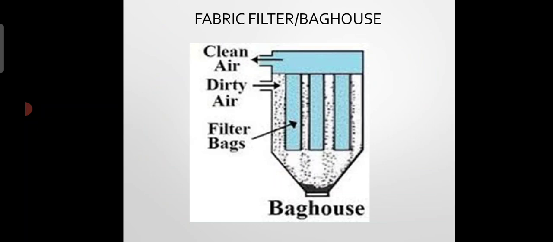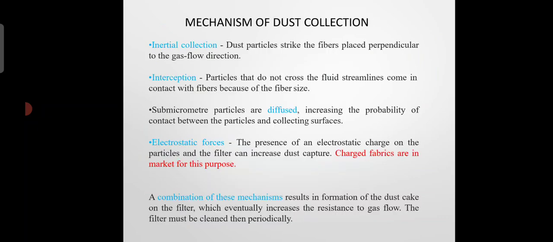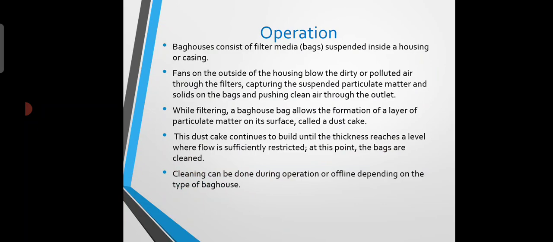Dirty air is passed through the chamber, and this filter chamber consists of a series of arranged filter bags. The dust particles are adsorbed on the surface of these filter bags, and the clean air is passed out at the top of the collection unit. A baghouse consists of filter media or bags suspended inside a casing. Fans on the outside of the housing blow the dirty or polluted air through the filters, capturing the suspended particulate matter and solids on the bags and pushing clean air outside.